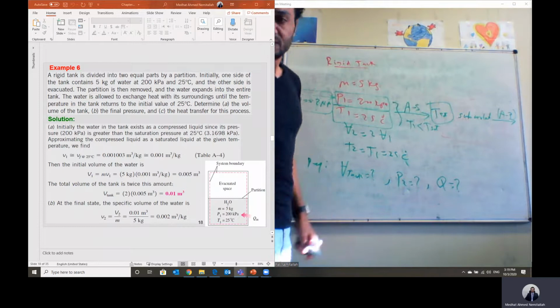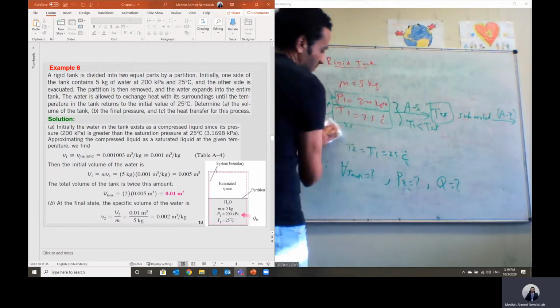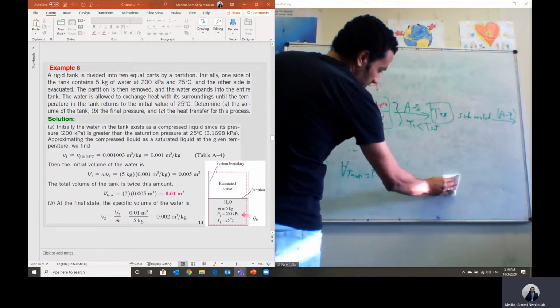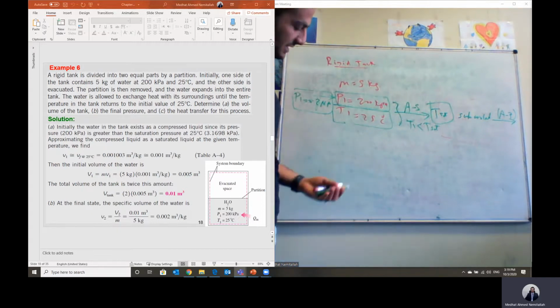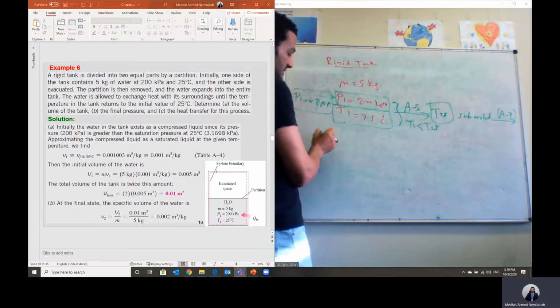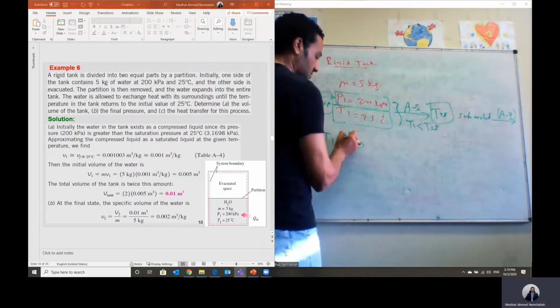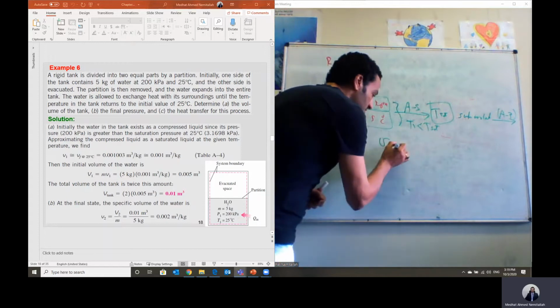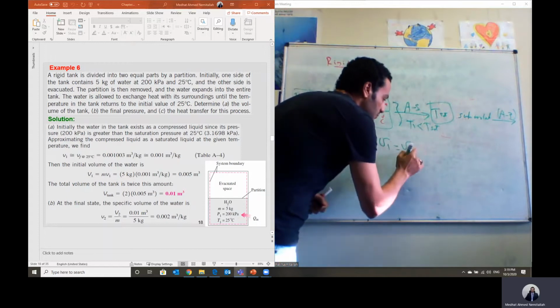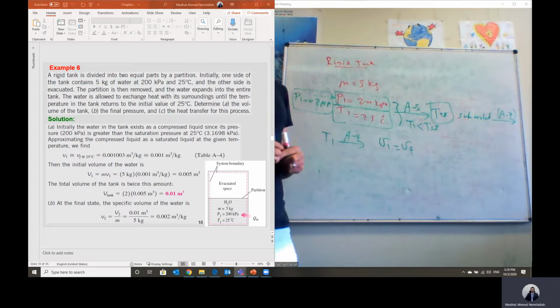But we have seen when we discussed how to use the tables, we said that if we don't have a subcooled table, then we can assume all properties are equal to the saturated liquid properties at the given temperature. So at T1, we can go to table A4, and we can get the specific volume v1, which will equal v_f in this case.